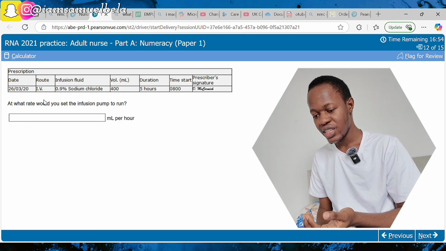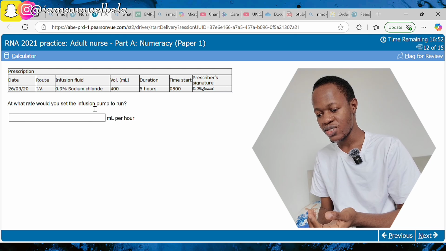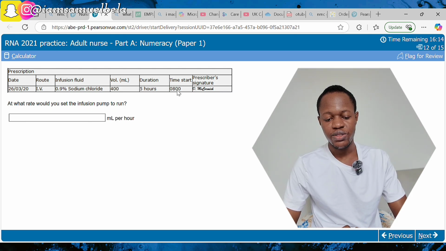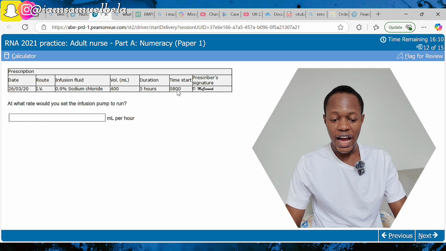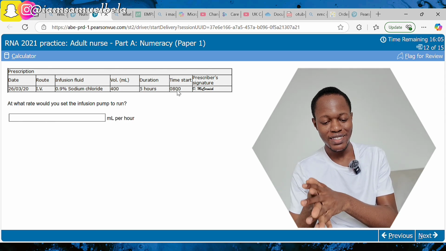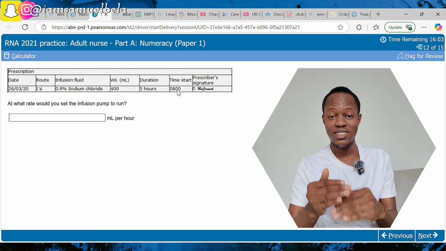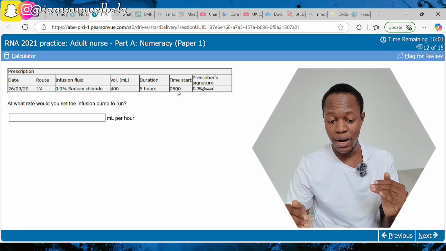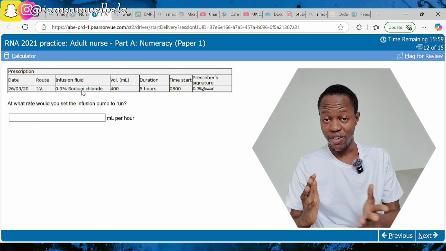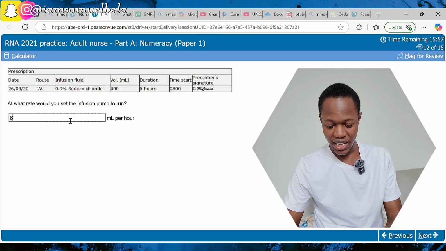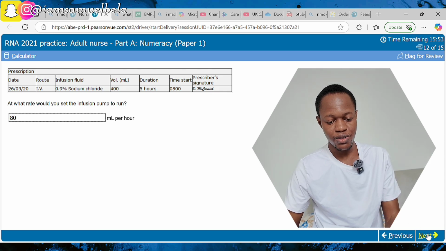Okay, so the next question says, at what rate should you set the infusion pump to run? We are to set up an infusion of 400 ml to run for 5 hours. So all you have to do is 400 divided by 5, because it's asking how many ml per hour. 400 divided by 5 gives you 80, so that's 80 ml per hour. I don't think you need up to 30 minutes to finish this part, to be honest.